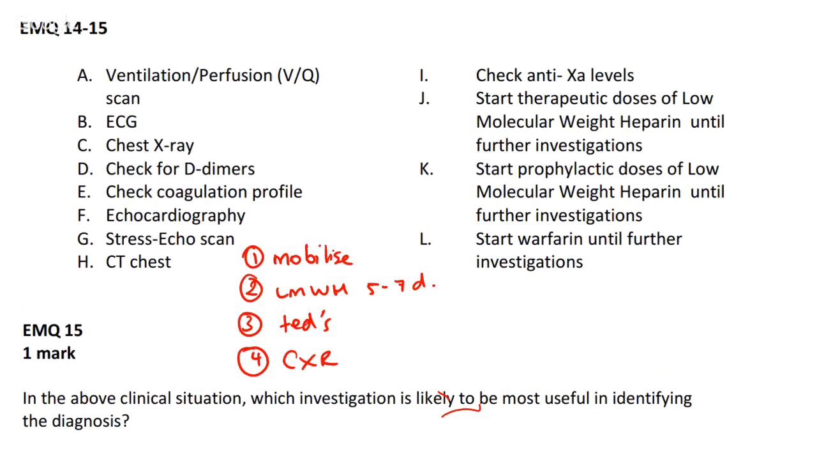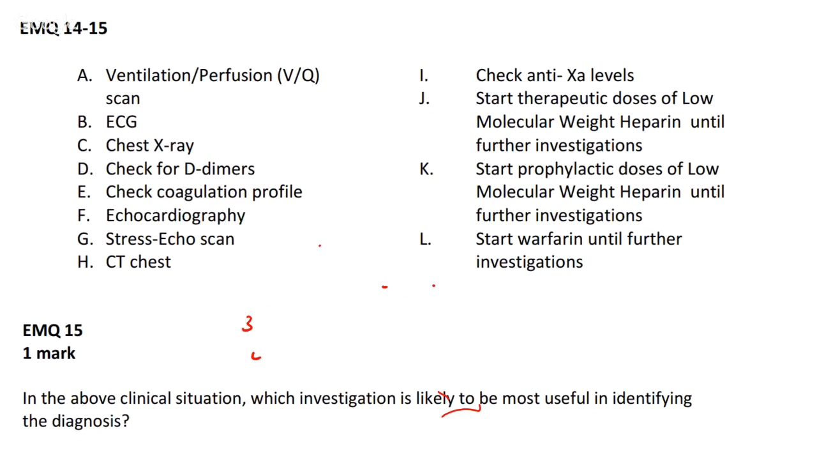Actually, let's answer the question first. Is that more to rule out everything else? Well, we're going to talk about it after we answer this question. So that was for prophylaxis, and now we'll talk about actual investigation. Which investigation is likely to be most useful in identifying the diagnosis? So we think the diagnosis is a PE. So what are you going to do?